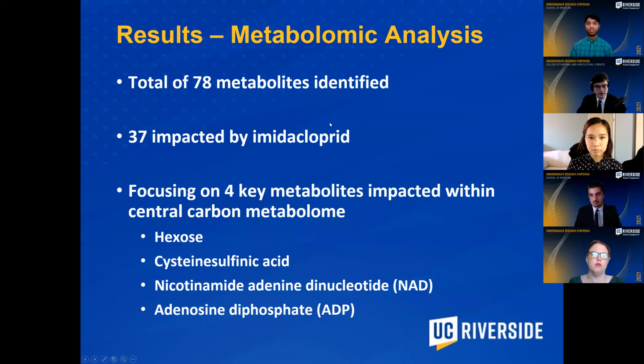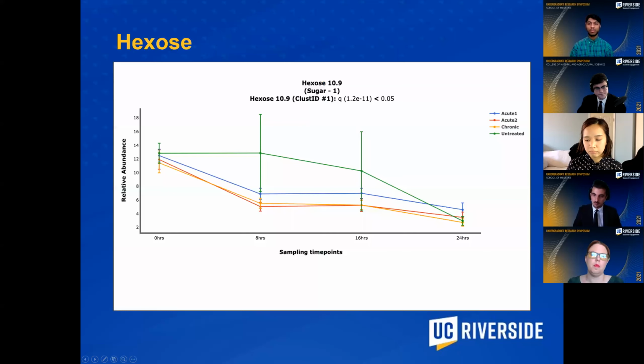For the metabolomic analyses, 78 total metabolites were identified, 37 of which were impacted by imidacloprid treatments. We're going to be focusing on 4 metabolites that were impacted within the central carbon metabolome. These include hexose, cysteine sulfonic acid, nicotinamide adenine dinucleotide, also known as NAD, and adenosine diphosphate, also known as ADP. This is our first figure, hexose.